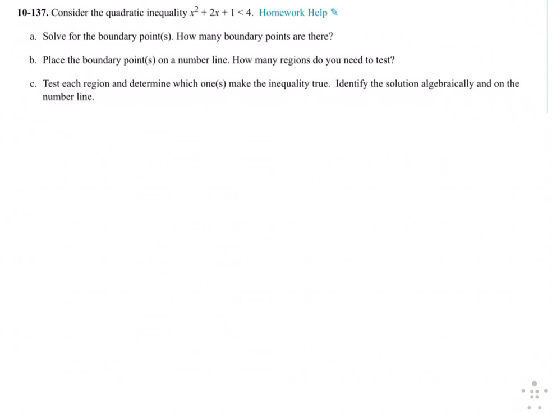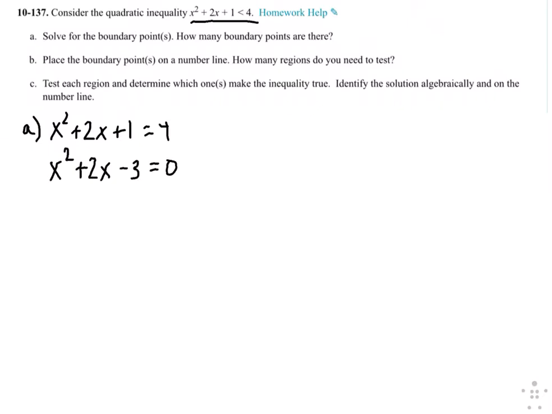Okay, for 137, they have a quadratic inequality and they want boundary points, right? So for boundary points, we're going to solve it as if it's an equation. So equals 4. And then it's a quadratic, so let's subtract 4 from both sides. Minus 3 equals 0. Now we have a quadratic equation, so what times what is negative 3, added is 2? So that's (x + 3)(x - 1) = 0. So either x + 3 is 0 or x - 1 is 0.